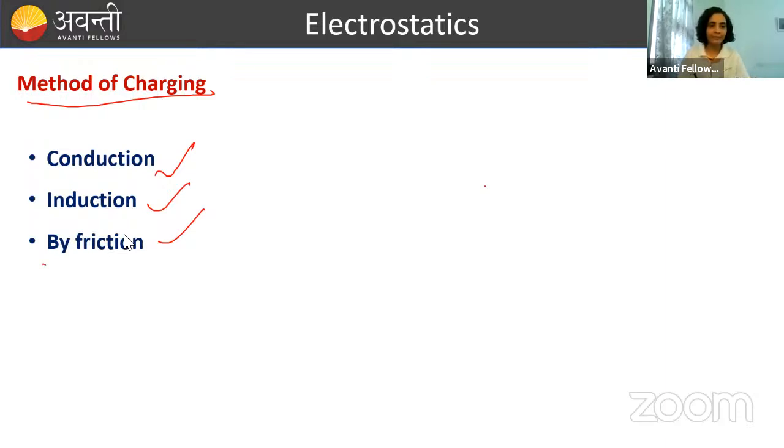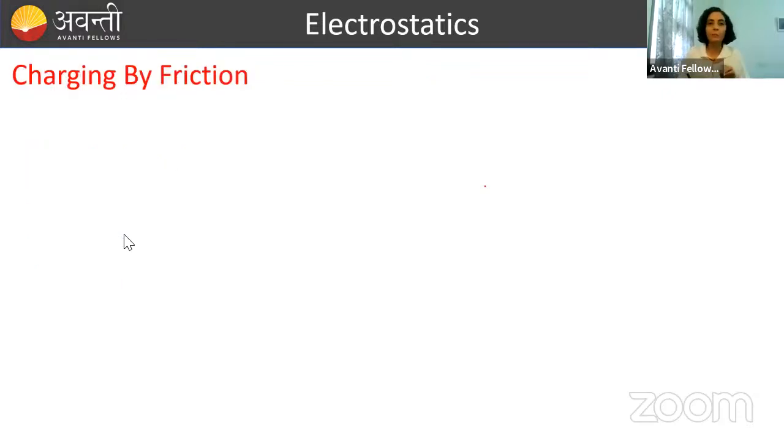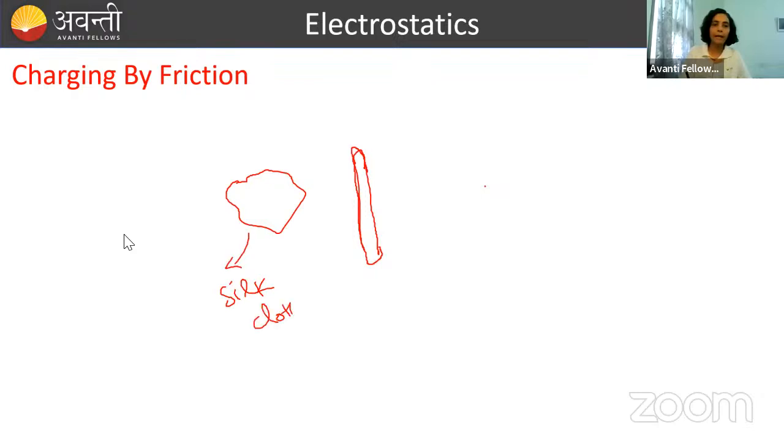So first I will discuss charging by friction. Let's see how we can charge bodies by friction and which type of bodies can be charged by friction. Let me take a simple example. Suppose I have taken a silk cloth, and I have a rod. My diagram is very bad because I am very bad at drawing. This is my silk cloth, and this is a plastic rod, suppose.